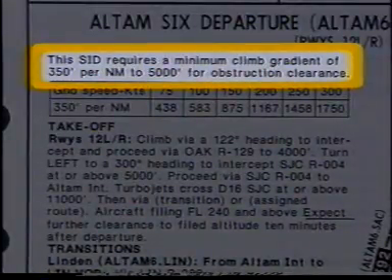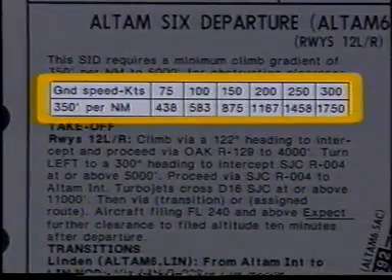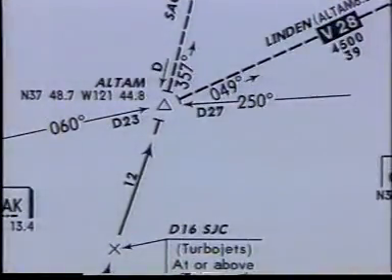Because the gradient is in feet per nautical mile and your VSI measures feet per minute, Jeppesen provides a table located on the chart to help you convert climb gradient to climb rate. Now let's continue by reviewing additional graphic symbols on the chart.